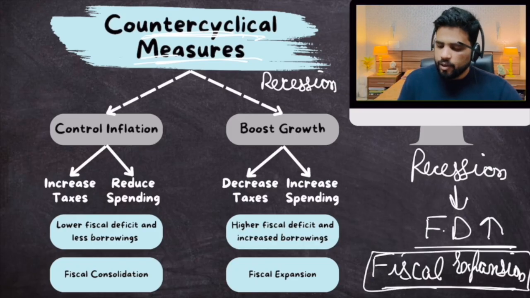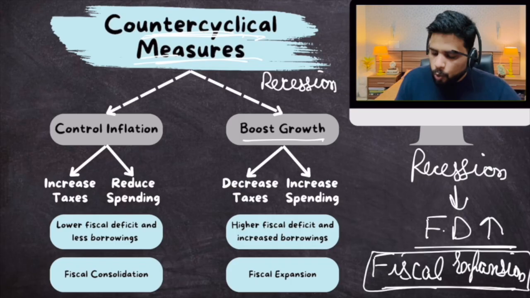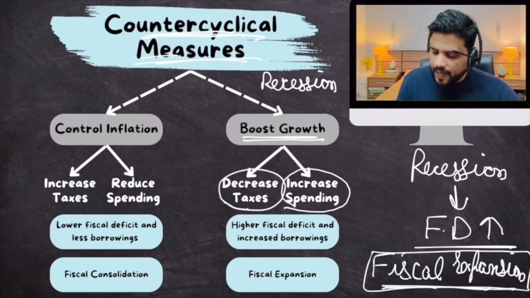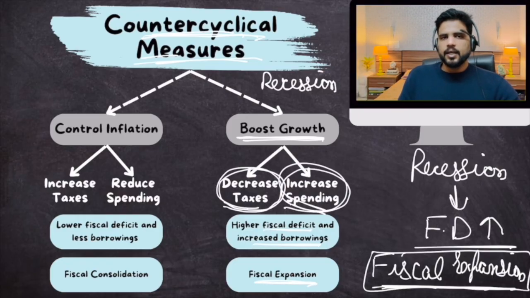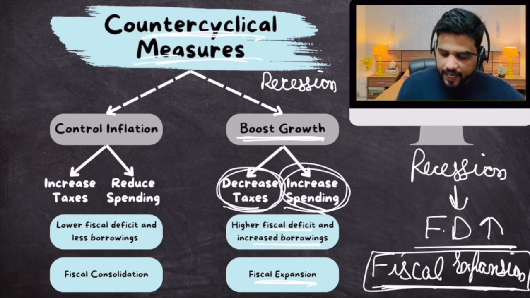What would happen? Fiscal expansion would boost growth. How would you go for fiscal expansion? Well, fiscal expansion means decrease taxes, increase spending. Because if you decrease taxes, increase spending, you are going for fiscal expansion. This would boost growth. This would definitely increase fiscal deficit and increase borrowings. Clear? Make sense?